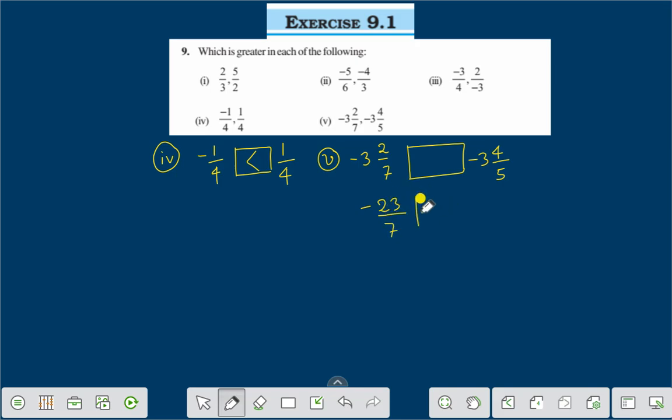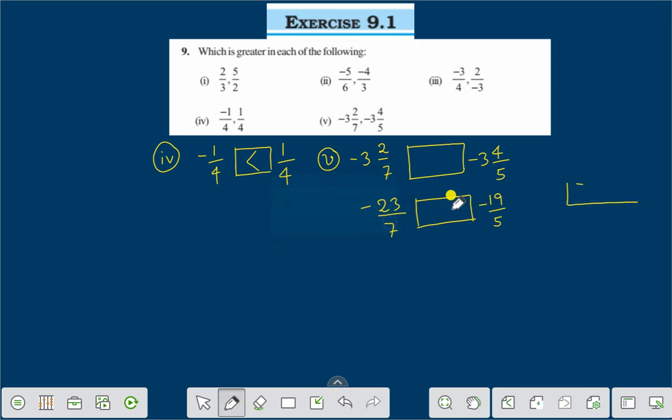And for this one, multiply 3 fives, that is 15, 15 plus 4 is 19, so minus 19 by 5. One is minus 23 by 7 and another is minus 19 by 5. Now here you see the denominators are different, so you have to take the LCM of 7 and 5.